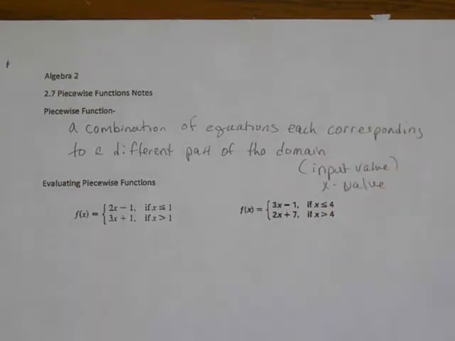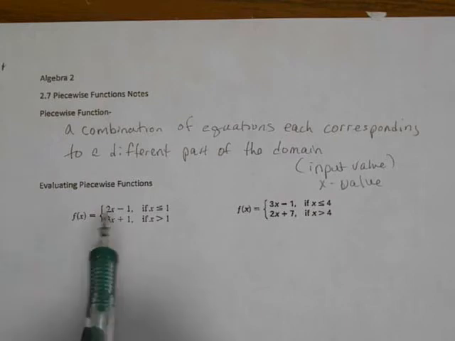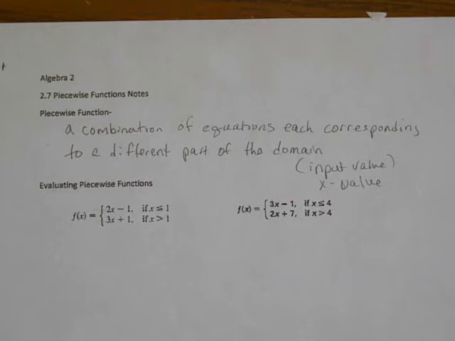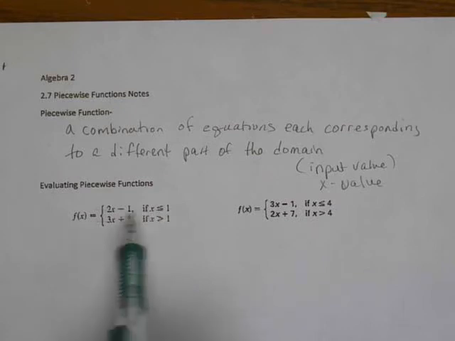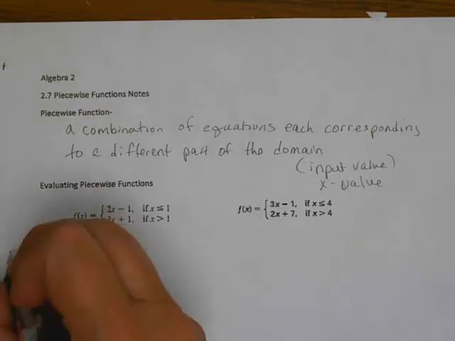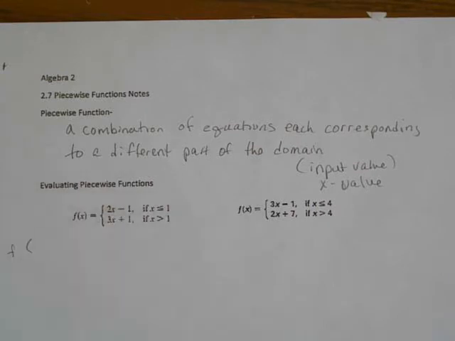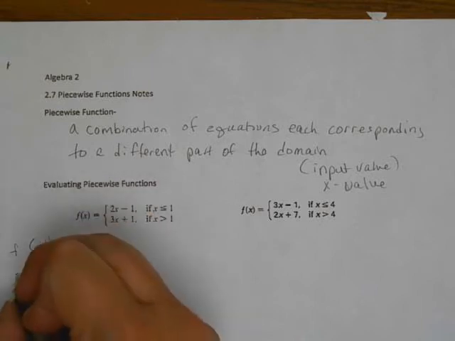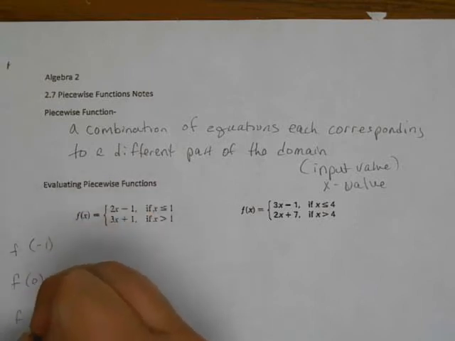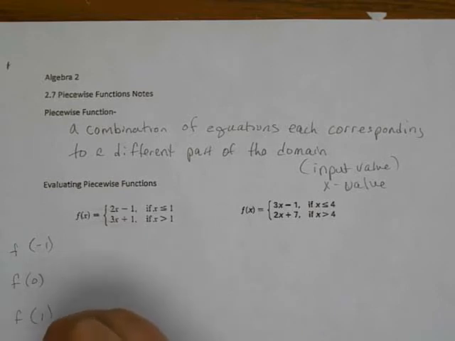So, what I have here is a piecewise function. Notice it's a combination of equations. I have an equation here and an equation here. But when you graph this, or when you evaluate input values that are smaller than 1, you're going to use this equation. And when you use input values bigger than 1, you're going to use this equation. So I'm just going to make up some values here. This would be given to you if it was a homework problem. I'm going to find f of -1, f of 0, f of 1, and f of 5.